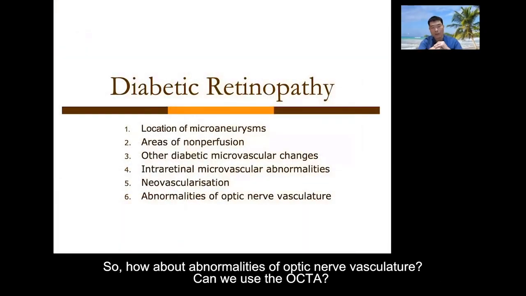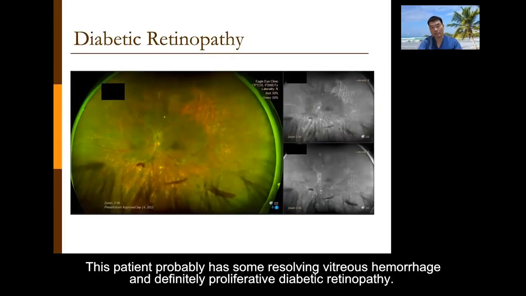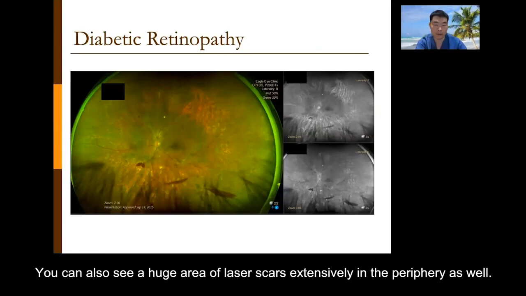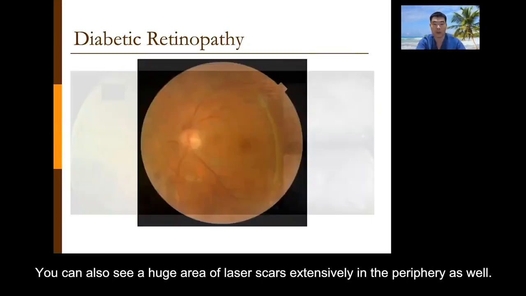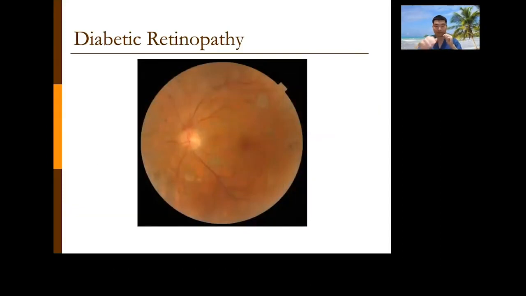So how about abnormalities of optic nerve vasculature? Can we use the OCT-A? This patient probably has some resolving vitreous hemorrhage and definitely proliferative diabetic retinopathy. You can see also huge areas of laser scars extensively in the periphery as well. But we want to zoom in on the optic nerve in this patient's eye.